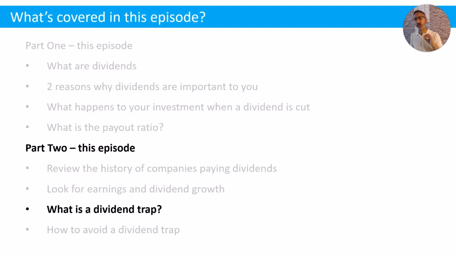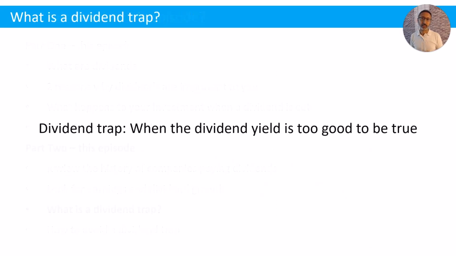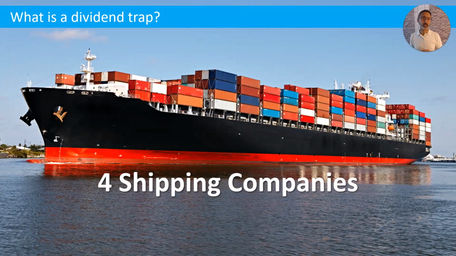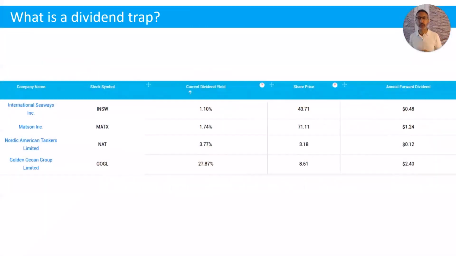Okay, now let's move on to our next topic. What is a dividend trap? Basically, a dividend trap is when the dividend yield is too good to be true. So let's take a look at 4 different shipping companies. They're all in the same industry. Let's take a look at them right here on the screen.